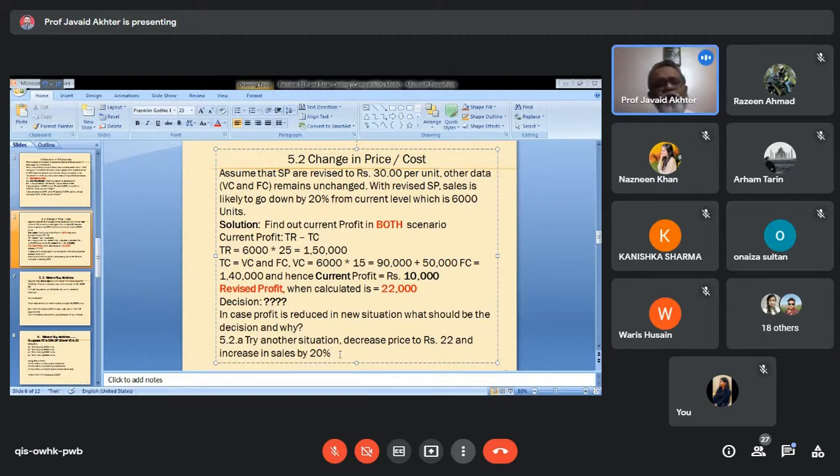You will calculate profit at the current level and profit at the proposed level, and compare the two profits. If the profit has increased, you will go ahead with the change. If the profit is decreasing, you will not change. And if the profit remains unchanged, what do you do? If the profit figure remains the same even after changing the price, what will be your decision? Will you change the price or not?